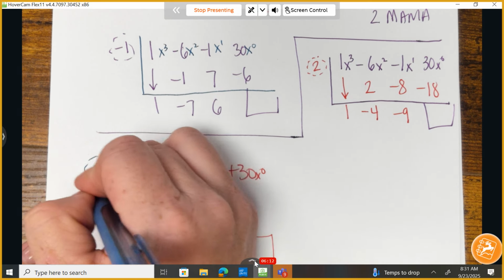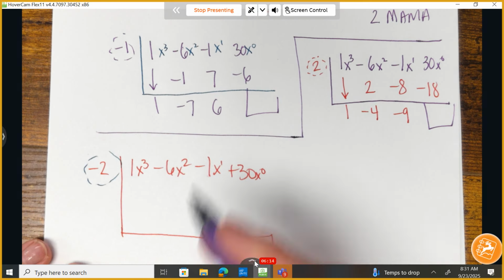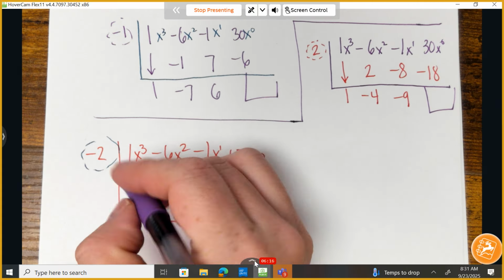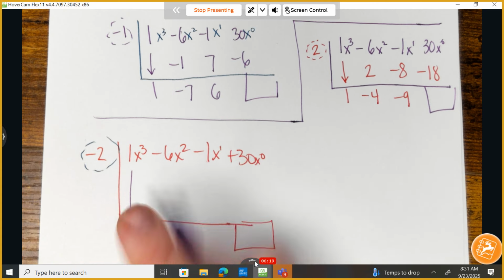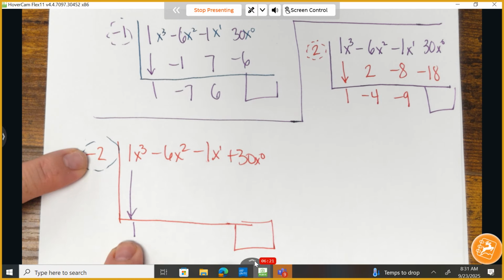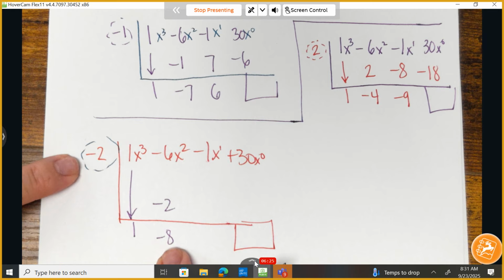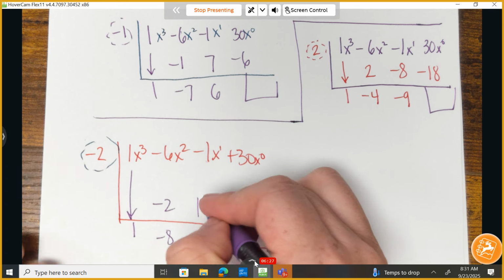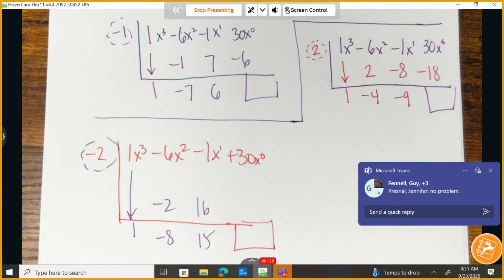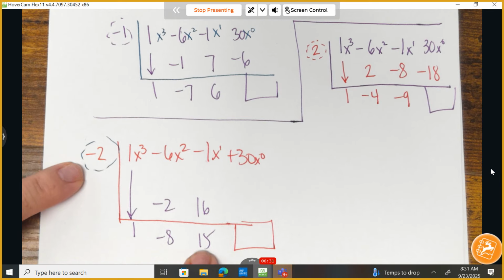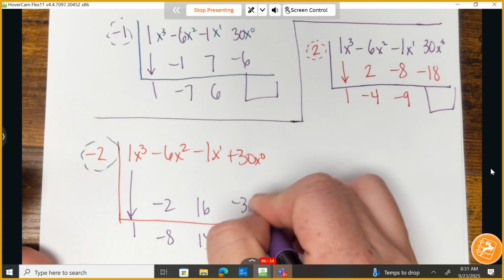So this is the number right here that I am testing. Okay, here we go. Bringing down the first number, M for multiplying, then adding straight down. M for multiplying, then adding straight down. M for multiplying, and then adding straight down.